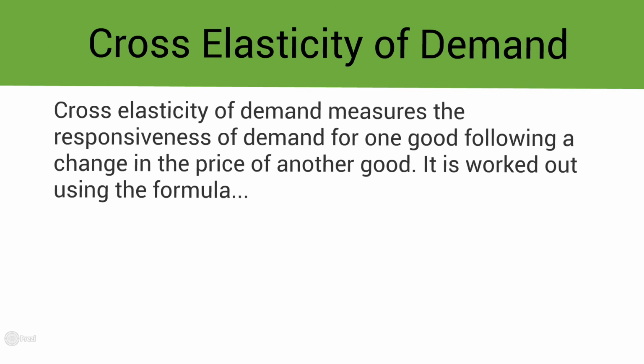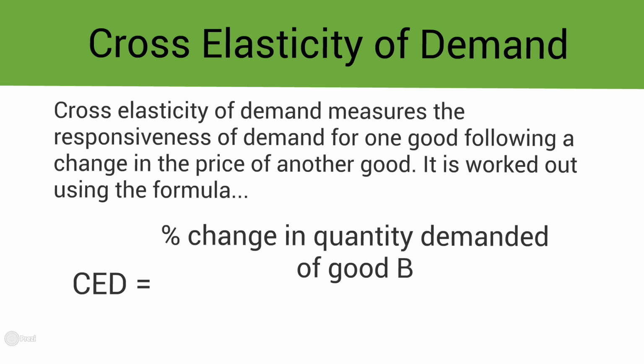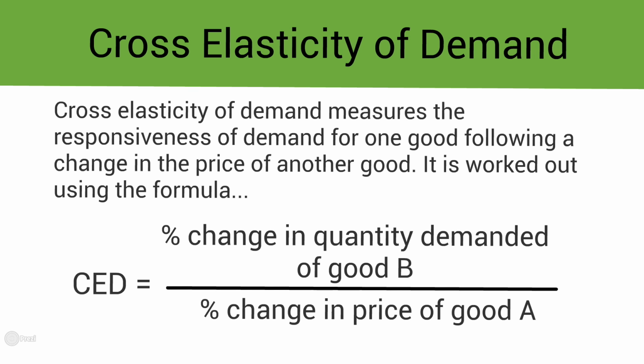Cross-elasticity of demand measures the responsiveness of demand for one good following a change in the price of another good. It is worked out using the following formula. Cross-elasticity of demand equals the percentage change in quantity demanded of good B divided by the percentage change in the price of good A.